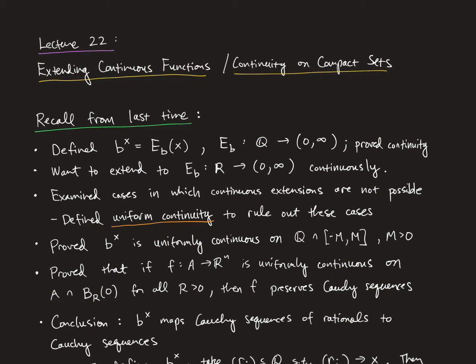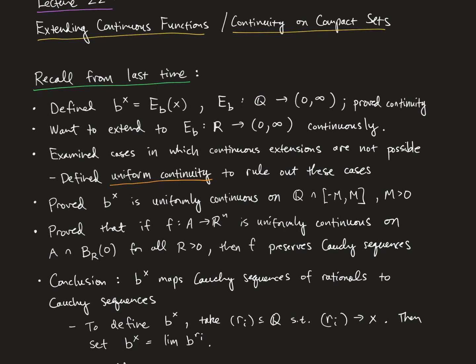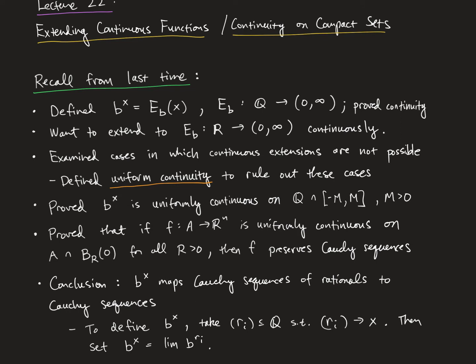So in particular, our b to the x function has that property that if we take our domain and intersect it with some bounded set, so we look at just a finite part of the domain, our function is uniformly continuous. That means b to the x has to preserve Cauchy sequences. So the conclusion is that b to the x maps Cauchy sequences of rational numbers to Cauchy sequences of real numbers.